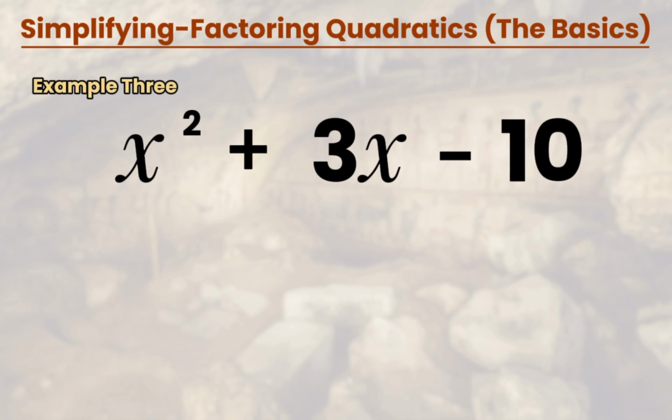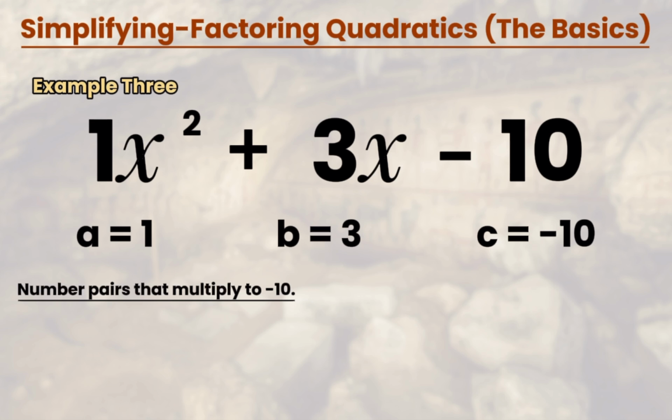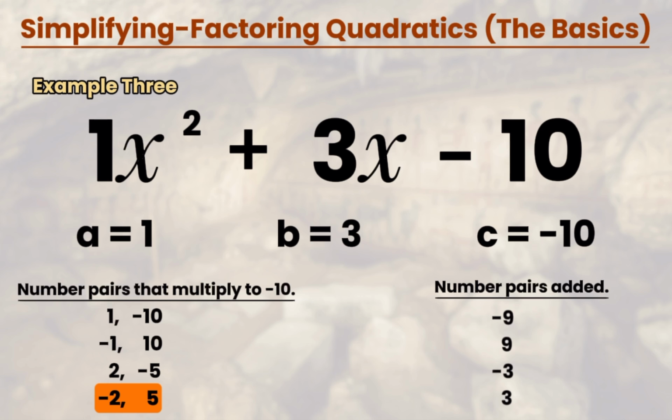Here we have x squared plus 3x minus 10. a is equal to 1, b is equal to 3, and c is equal to minus 10. Repeating the same process, we find the two numbers that multiply to give minus 10 and add to give 3. Here are the number pairs that multiply to give minus 10. When added, you will find that negative 2 and positive 5 equal 3. Therefore, those are our number pair.